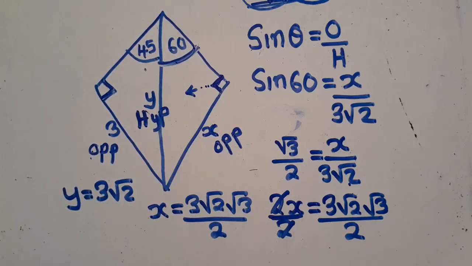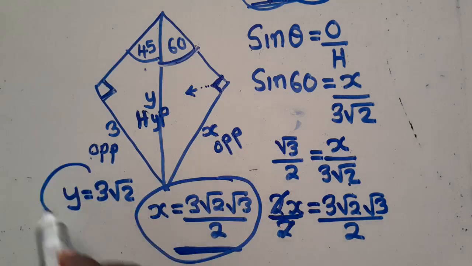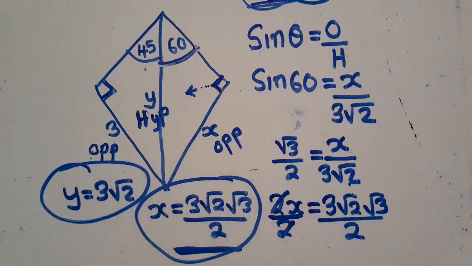If you want to expand, you can expand, but if you don't know what you are doing, it's better you just leave your answer like this. You just say this is the value of x. They will know that this person was not using a calculator. So this is the value of x and this is the value of y. This is what you are supposed to do. So we end here for tonight.